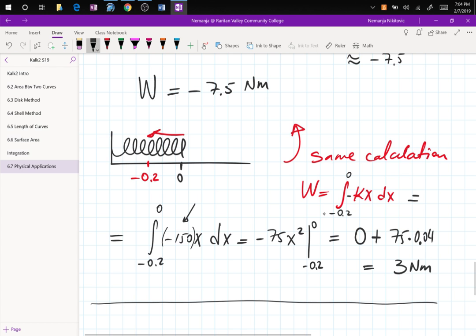Let's say you are lifting a chain or a thick rope, which is coiled on the floor.